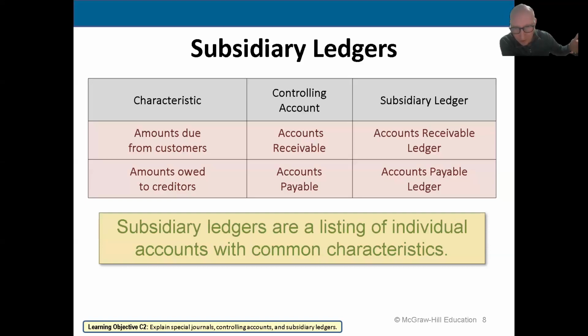Individually, they're called subsidiary ledgers. The word subsidiary, when you hear it, think individual. Subsidiary, individual. It's like the child. A subsidiary is a child to the parent. Yeah, that's one way to think about it.